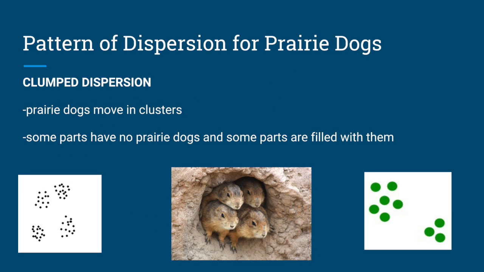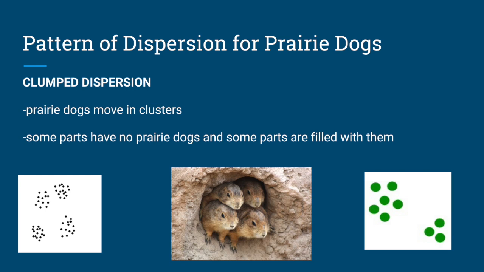Patterns of dispersion for prairie dogs. Prairie dogs are classified as a clump dispersion because they usually travel in groups. In some areas of the temperate grasslands, there are clumps of prairie dogs living together, but in other areas, there are no sighted prairie dogs anywhere. This is shown through the two images on both sides of the screen.